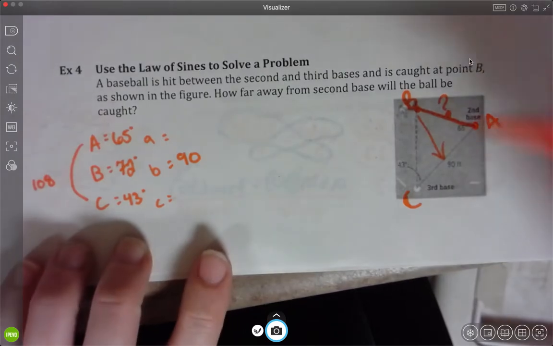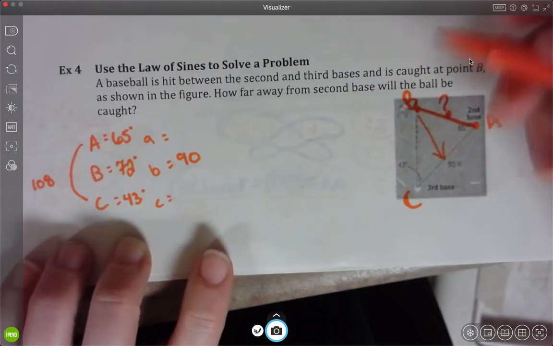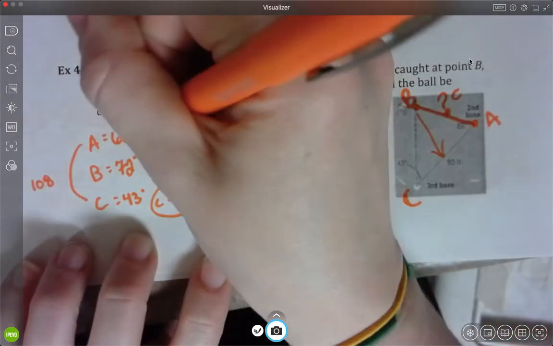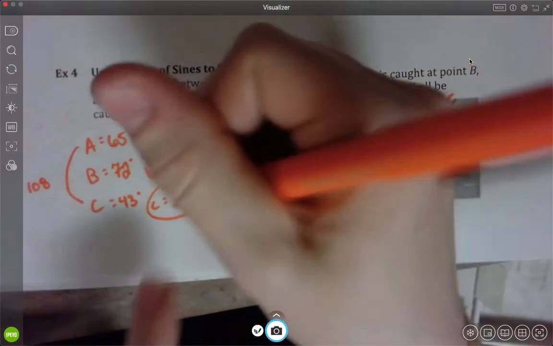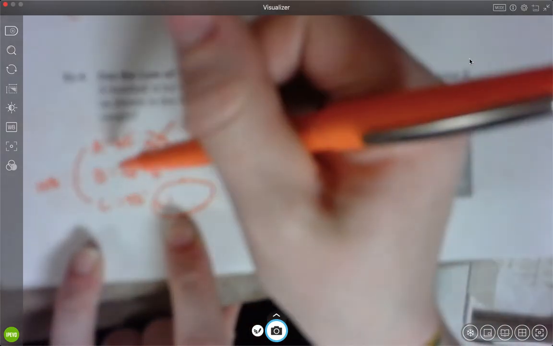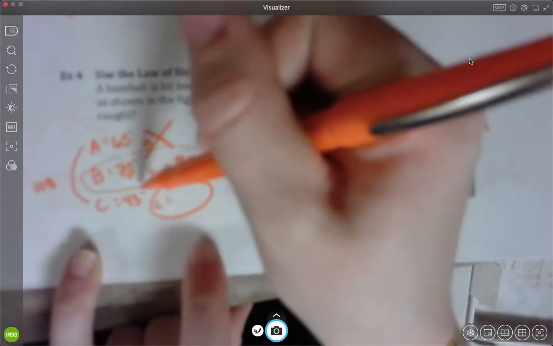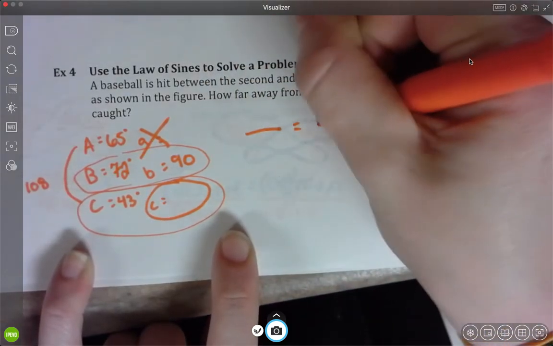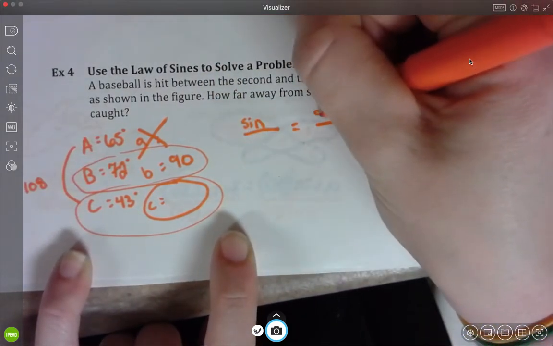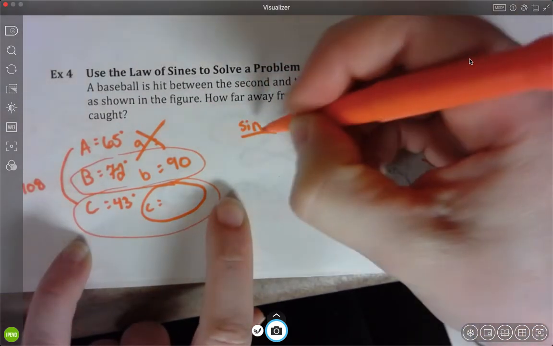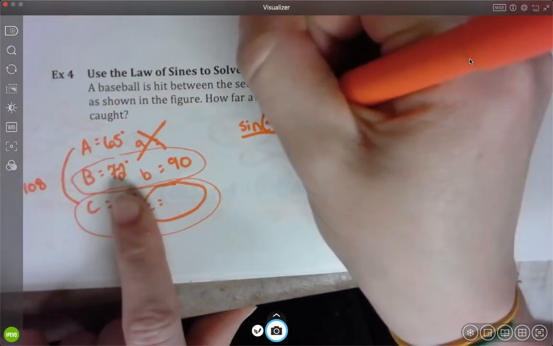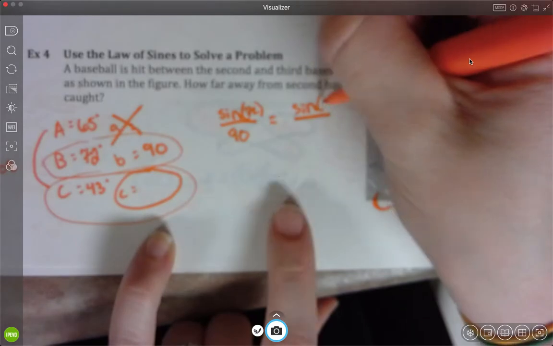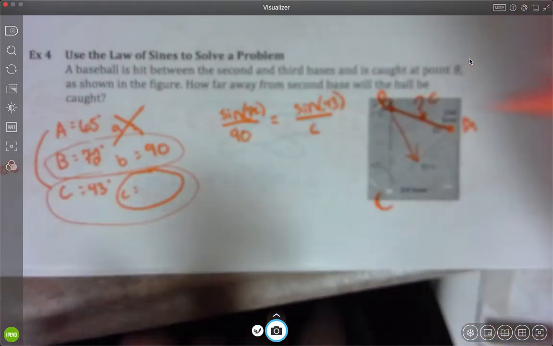Now I need to figure out what I'm solving for. If I'm trying to find this length here, that is opposite angle C, so it's going to be side C. I don't really even care about A. I don't have to solve for A. I just want to know what C is. So I'm going to use the B's together and the C's together. I can set up my proportion: sine of something over something equals sine of something over something. I'm going to put my B's over here because those are the ones that I know, so I do sine of 72 over 90 and sine of 43 over C, which is the one that I don't know.